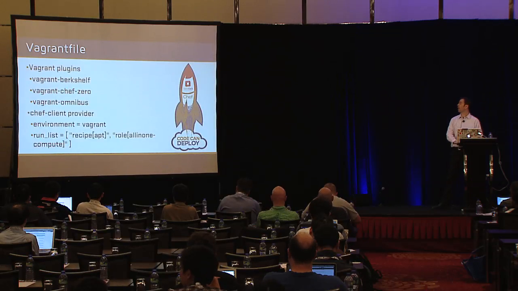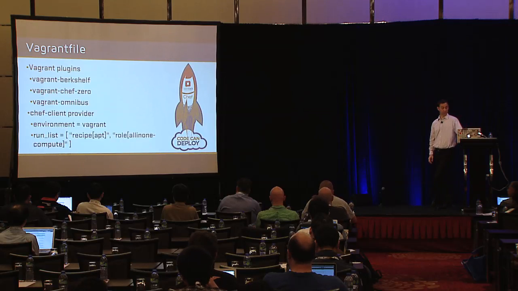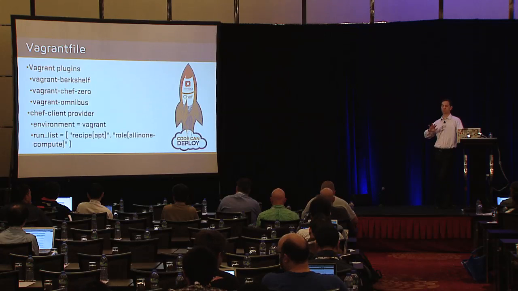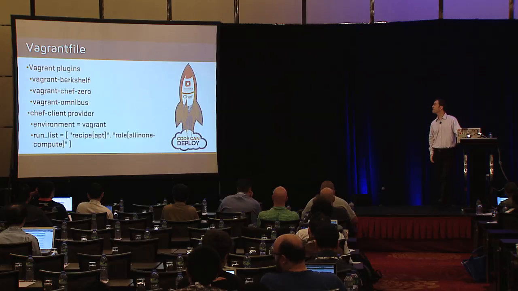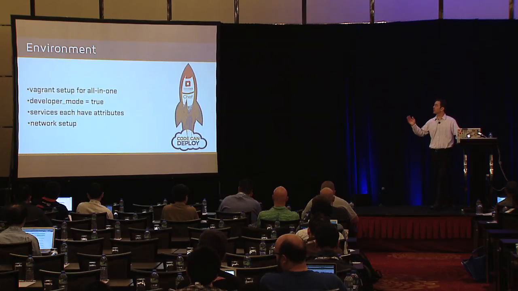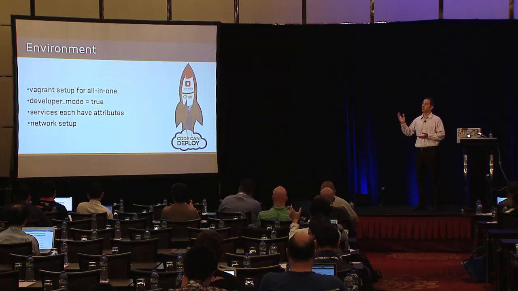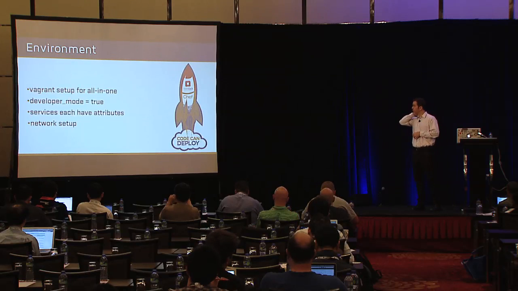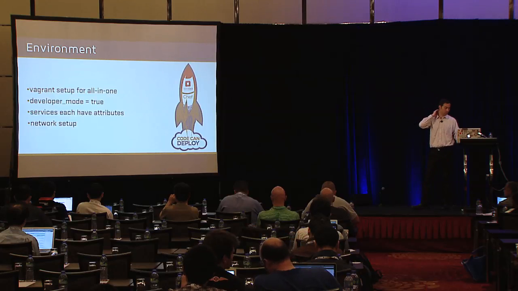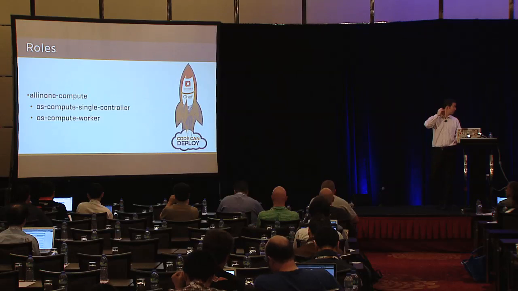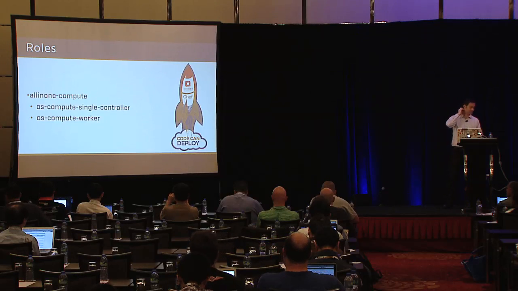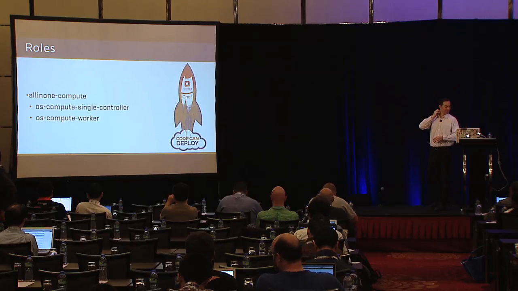So that was our Vagrant file. We talked about the run list. Any questions? Feel free to ask questions as I'm going. We looked at the environment. This is the Vagrant setup for an all-in-one. I mentioned the developer mode is true. Services all have attributes, and our network setup was there. Is it still broken? All right.